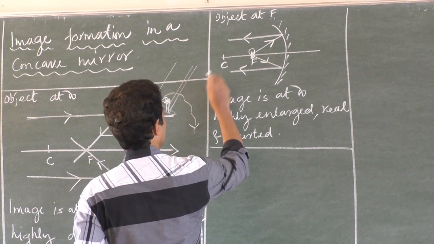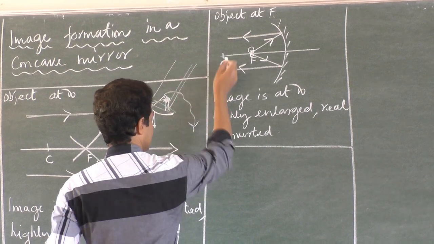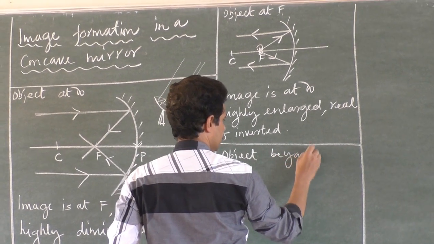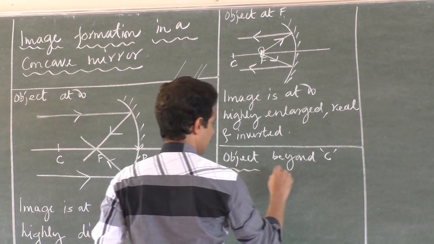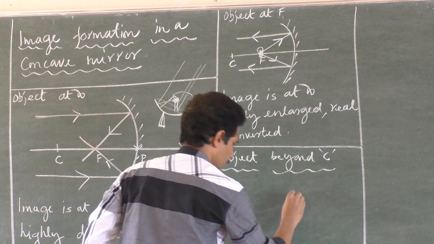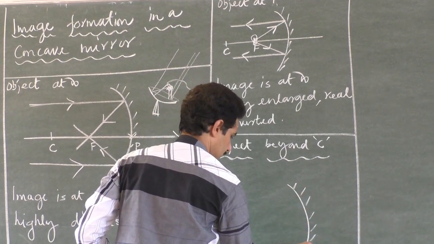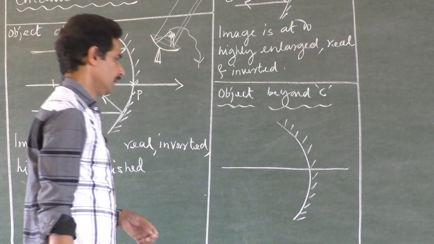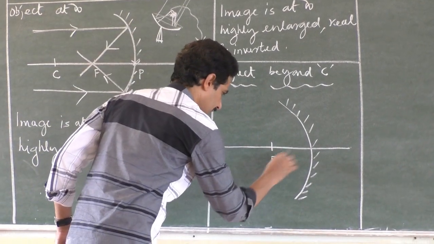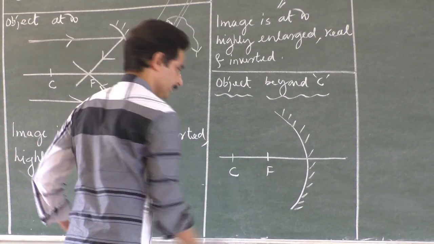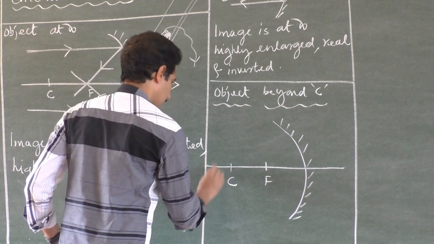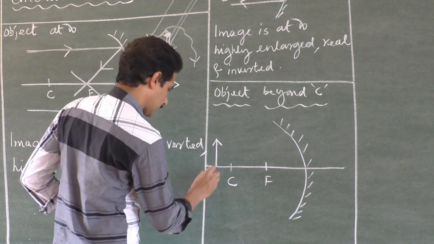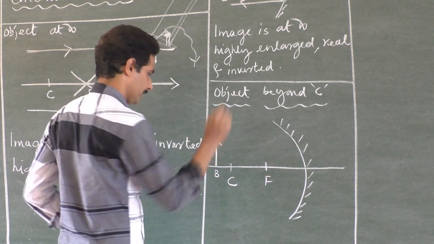Object not at infinity, we will bring it a little bit closer, that is beyond C, the center. So let us keep an object beyond the center of curvature. We will take a concave mirror like this, and this is the focus where parallel rays meet, and this is the center. Let us keep an object away from the center. This is the object. In order to identify it, I will have an arrow mark. So this is B and this is A.